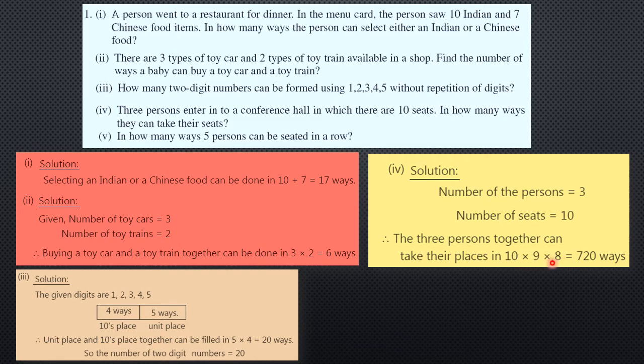Therefore totally 10 into 9 into 8, that is 720 ways for the 3 persons to sit. First person and the second person and the third person want to sit. Therefore use multiplication.